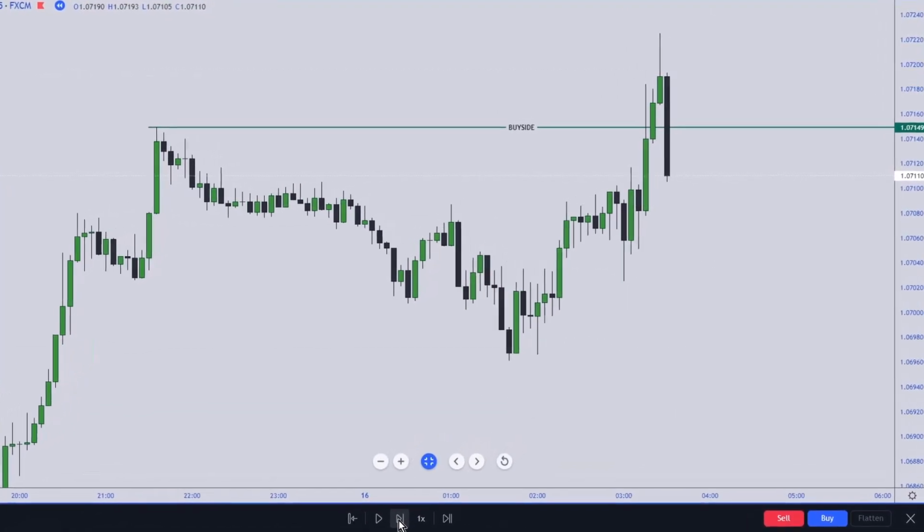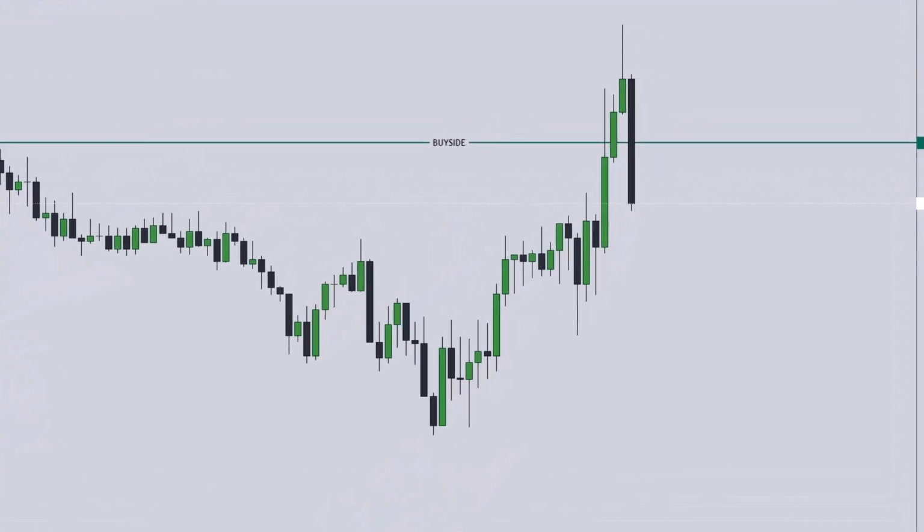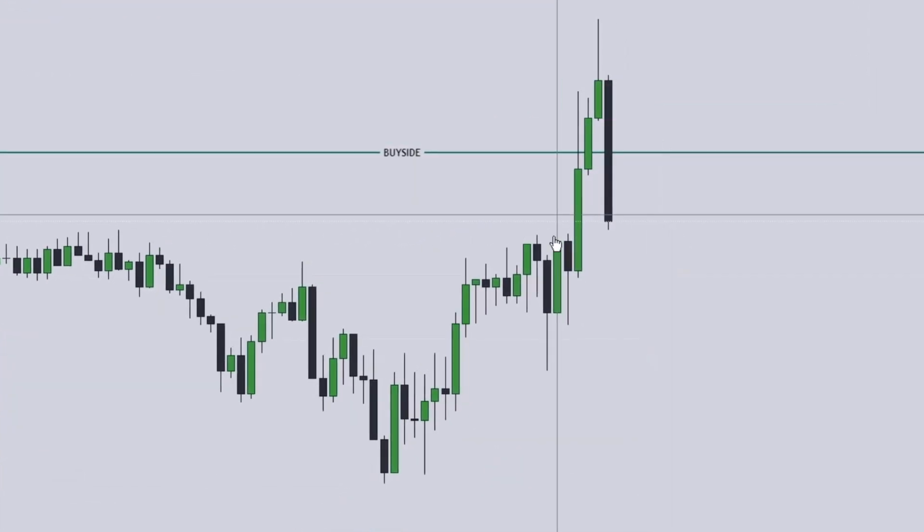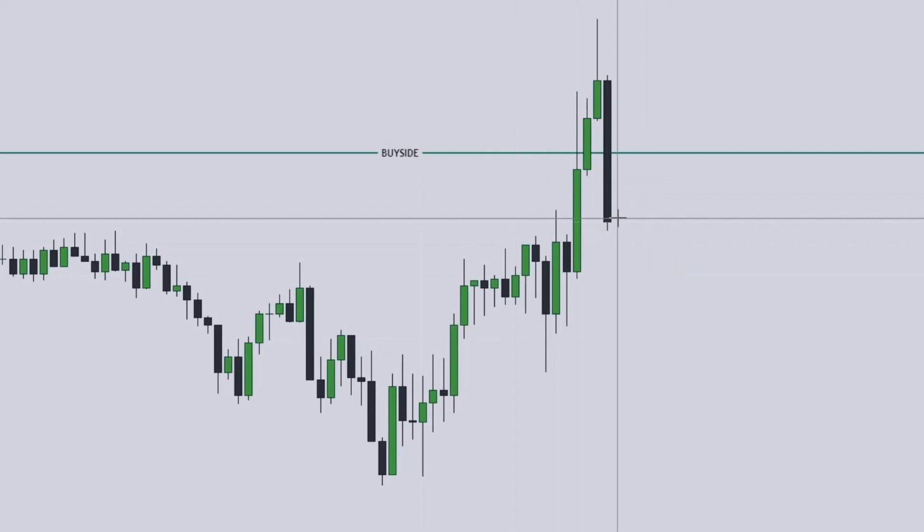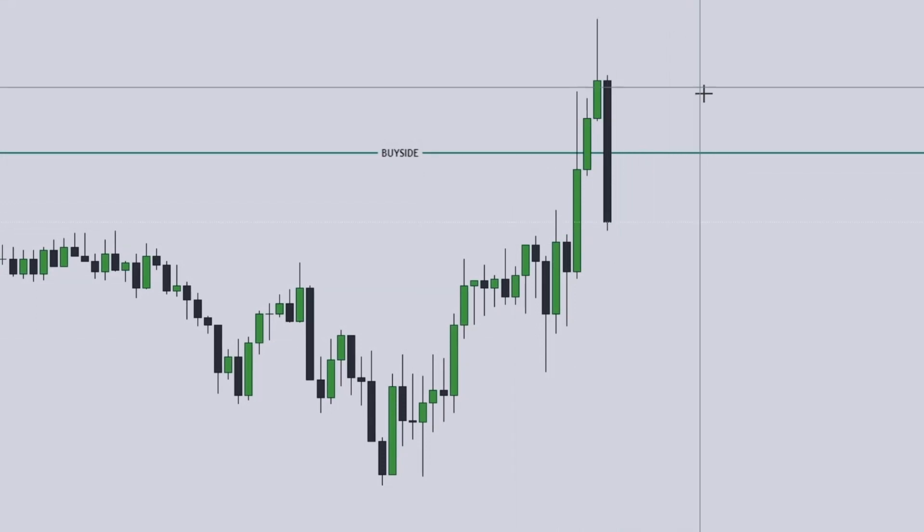Price comes down into the range. That's the first signal that, oh, maybe we might be getting an opportunity. But this could also bounce here and go higher. And if it does, I don't do anything. I wait for price to come back into the range and give me a market structure shift. So right now I'm still waiting.